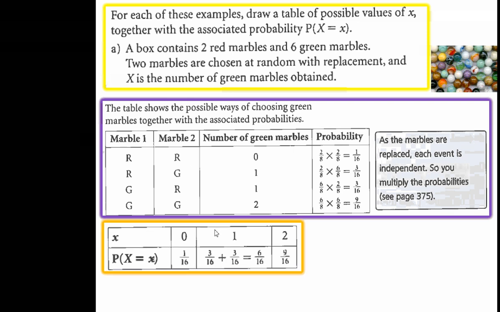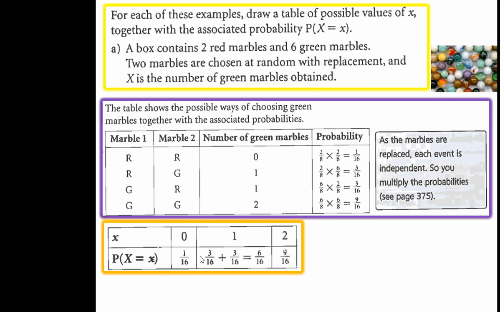This is the actual answer though, put it into a nice table. So your outcomes are 0, 1, or 2. So x could be 0, 1, or 2. The probability that x equals 0 is 1 over 16. Then 6 over 16 for 1, because you've got to add these 2 together.